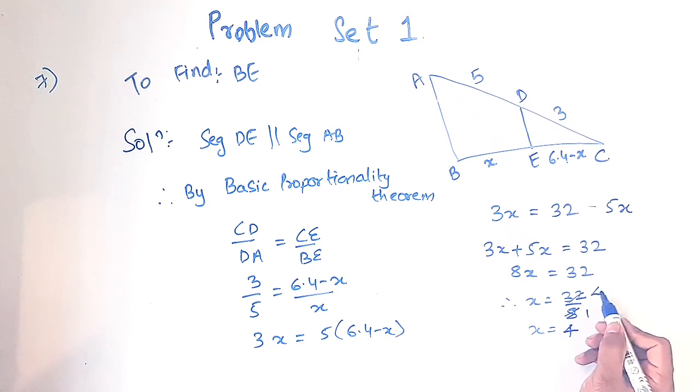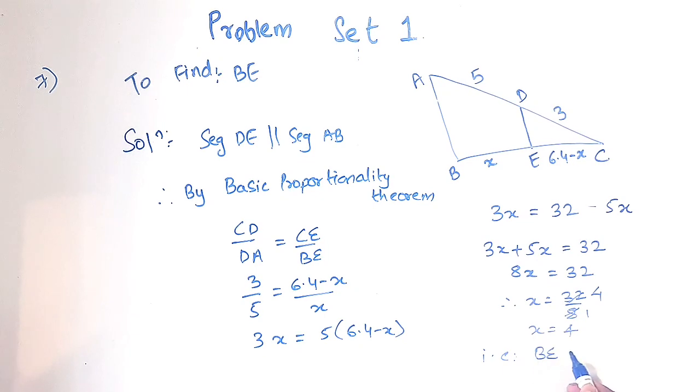8 ones are 8, 8 fours are 32. That is BE equals 4. Now let us see whether centimeter units are given. No, nothing is given, so you will just write BE equals 4.